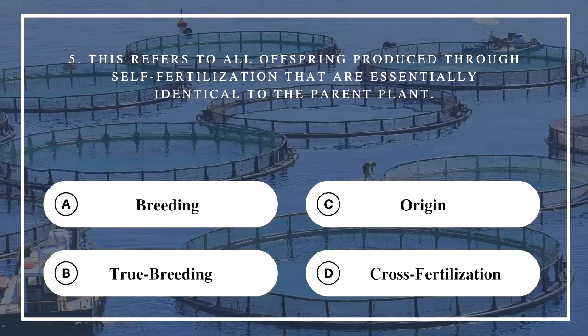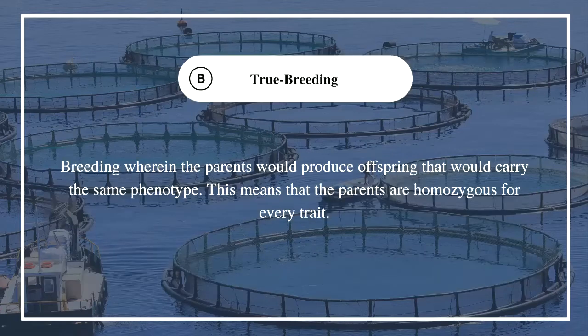Number 5. This refers to all offspring produced through self-fertilization that are essentially identical to the parent plant. A. Breeding. B. True breeding. C. Origin. D. Cross-fertilization. Answer: B. True breeding, breeding wherein the parents would produce offspring that would carry the same phenotype. This means that the parents are homozygous for every trait.